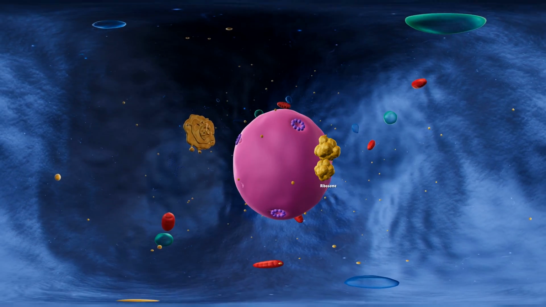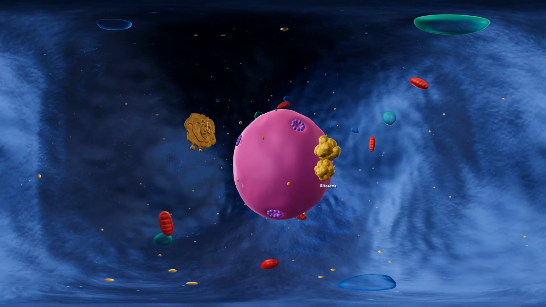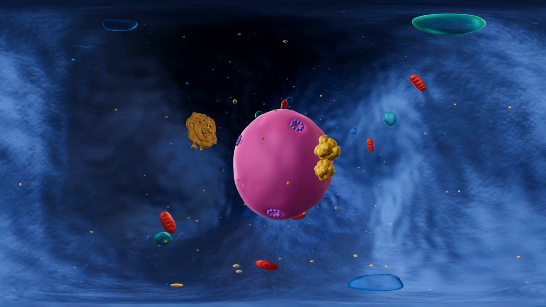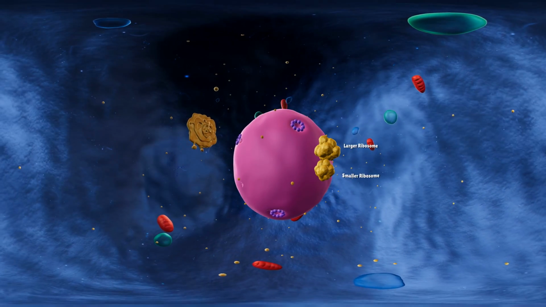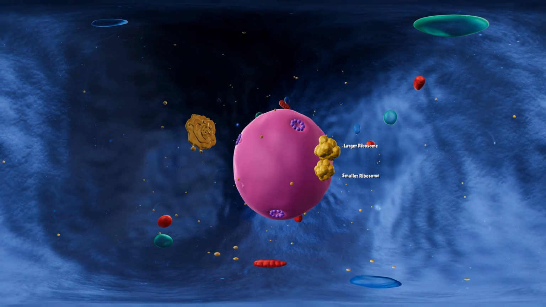Let's take a look at the ribosome. As we can see, the ribosome exists as two subunits in its inactive state, a large one and a small one. Let's go through the process of translation step by step.